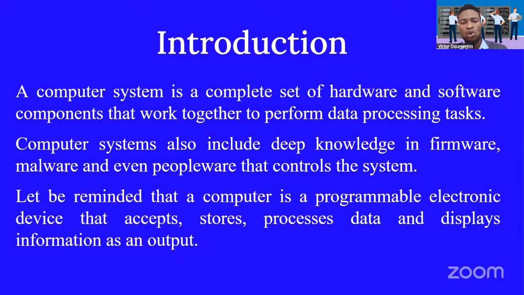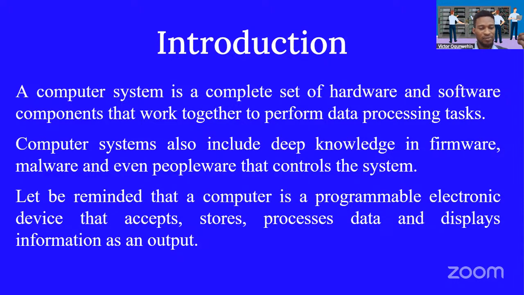All right. Computer systems also include firmware, alongside hardware and software. We also have what we call malware, and even peopleware that controls the system. So we have the firmware, the malware, and peopleware.